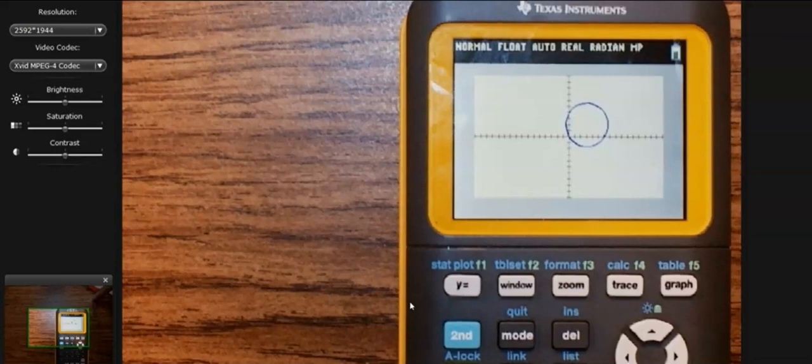Now, does that particular circle go through the origin? So remember we said r equals 0 is one of the factors? The origin is actually on that circle.